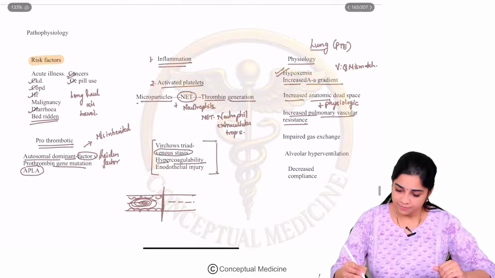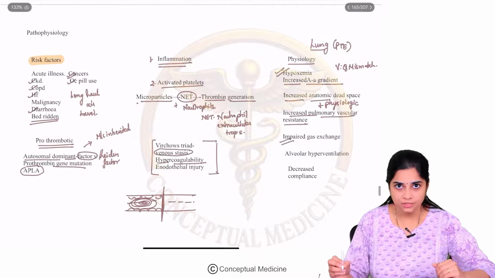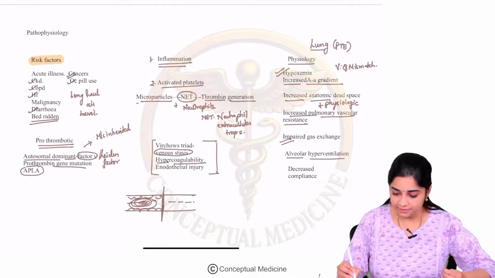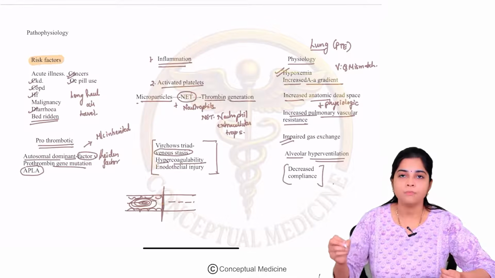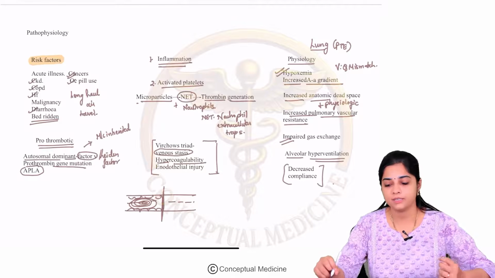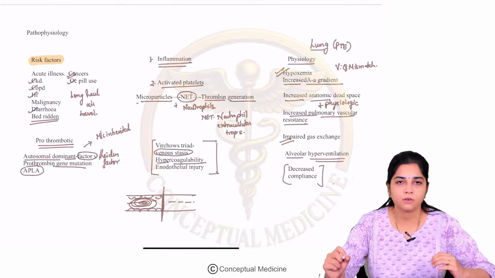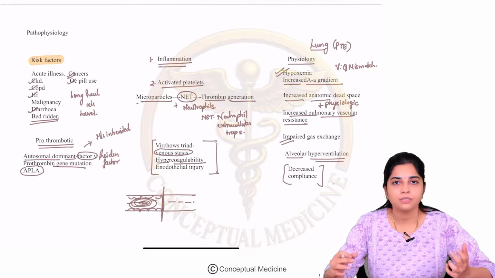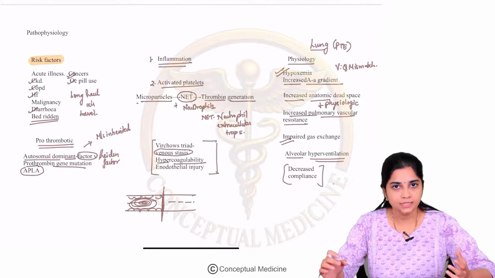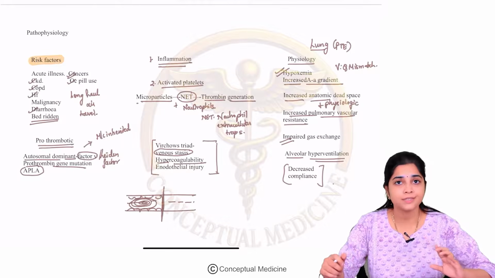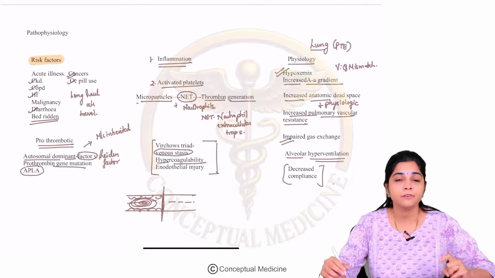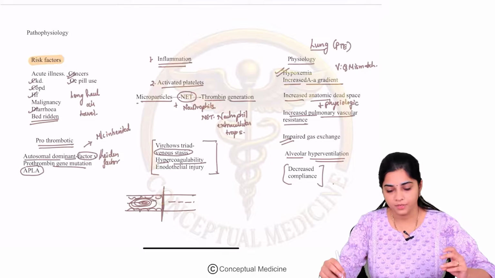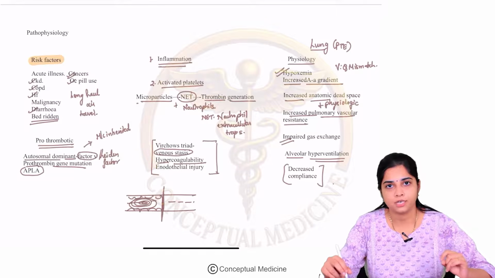Apart from that, there can be an impaired gas exchange, like I said, ventilation perfusion mismatch. There will be alveolar hyperventilation and the compliance of the lung decreases. So these are the various pathophysiological hallmarks of pulmonary thromboembolism. Whenever we speak about the pathophysiology of PTE, always remember the various risk factors. Whenever you see a patient with PTE, never forget to ask about long haul travel or OC pill use. And remember Virchow's triad.